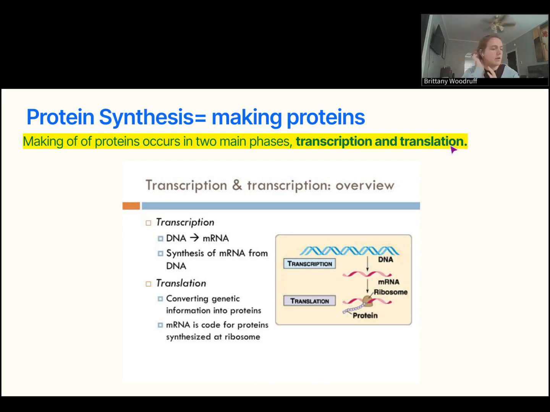Do not kill yourselves trying to memorize that diagram. If you're curious, you can go in and look at it. It's there for you. Do not worry about knowing anything other than protein synthesis is transcription and translation.